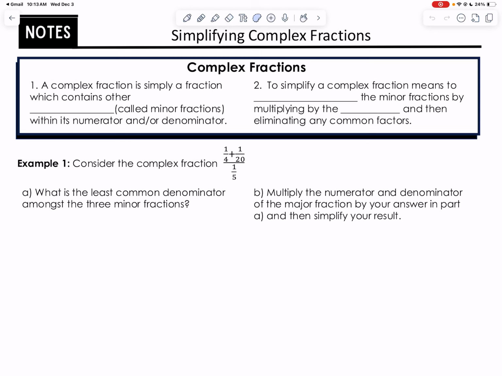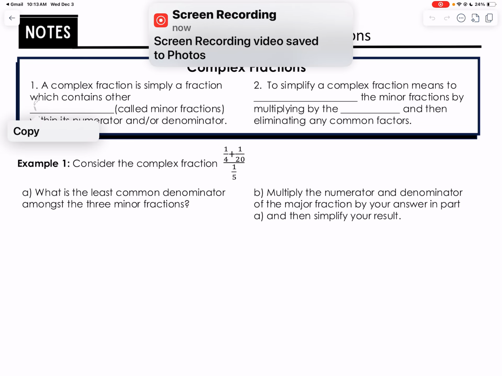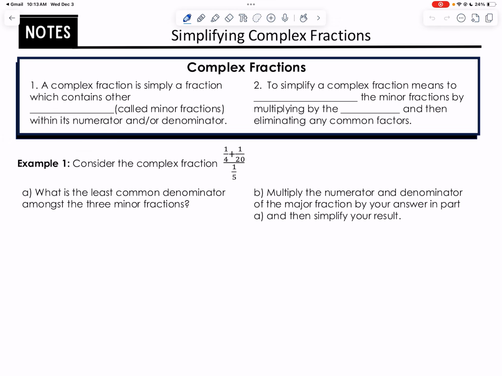In today's lesson, we will be simplifying complex fractions. Now, a complex fraction is simply a fraction which contains other fractions, called minor fractions, within its numerator and/or its denominator. To simplify a complex fraction means to remove the minor fractions by multiplying by the least common denominator, or LCD, and then eliminating any common factors.